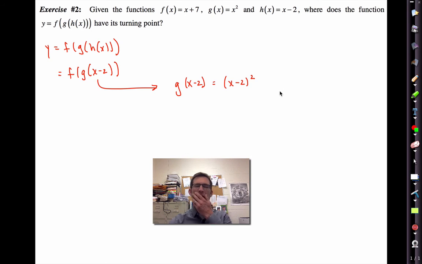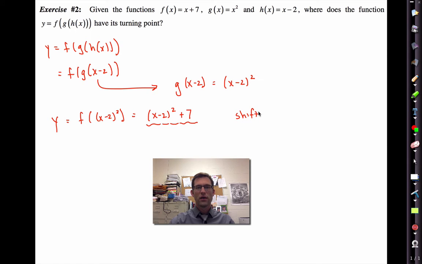Now, I could multiply that out, or I could just leave it. I could get x squared minus 4x plus 4, but I think I'm going to leave it because then I'm going to put it into f of x minus 2 squared. Well, what does f do? Oh, it takes this, x minus 2 squared, and it adds 7 to it. Oh, look at this. This is just a shift of y equals x squared, 2 right and 7 up. So it's got its turning point at 2, 7.